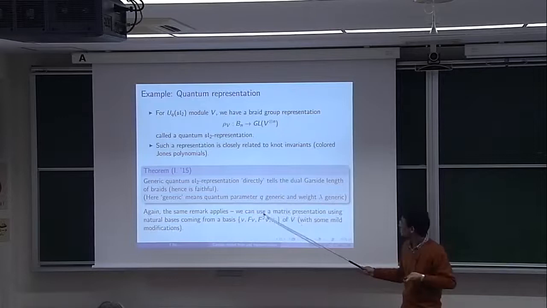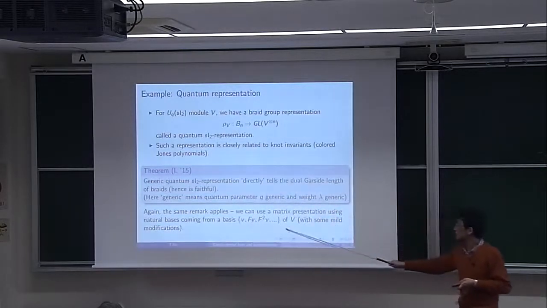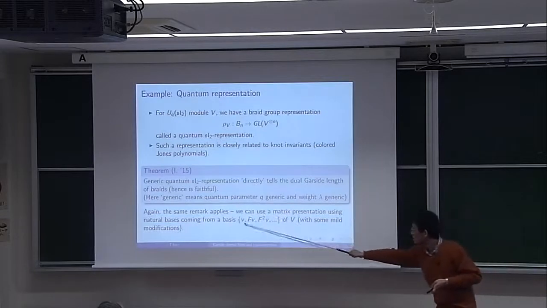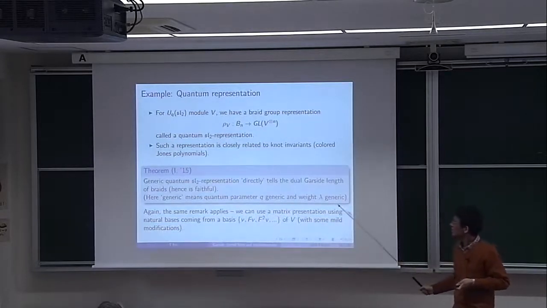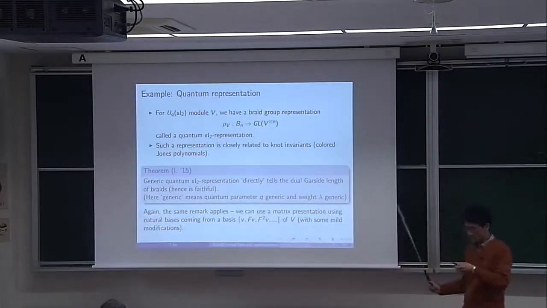Again, the same remark applies. This module has a natural basis, generated by highest weight vectors, and then we can read the Garside length in a somewhat direct way using this basis.